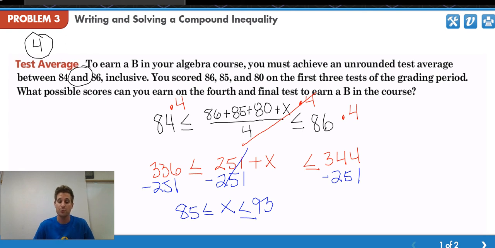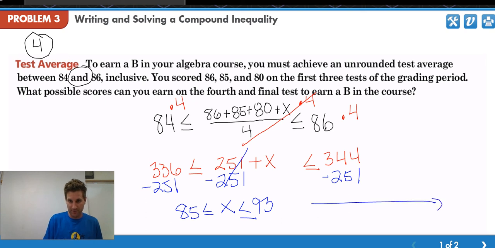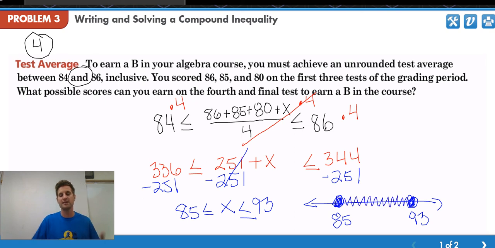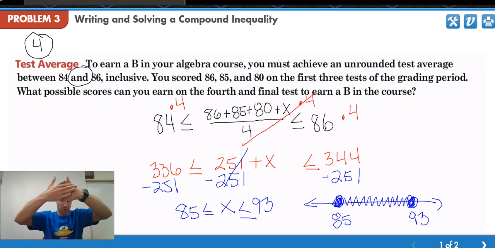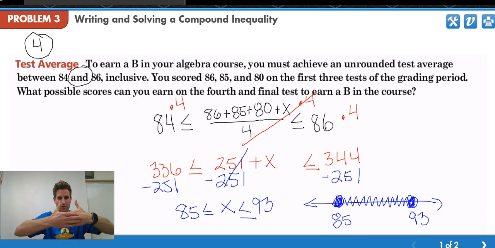Okay, that one's pretty tough. That was not an easy one. So we're going to get some more practice with and. So let's graph this real quick, where I'm going to have 85 and 93 inclusive. So we're going to circle these in, and they're going to graph towards each other or inward. So we can get any score in between there. This is an and problem. We're overlapping. We're heading inward. It's not an or. It's not going out. Okay?